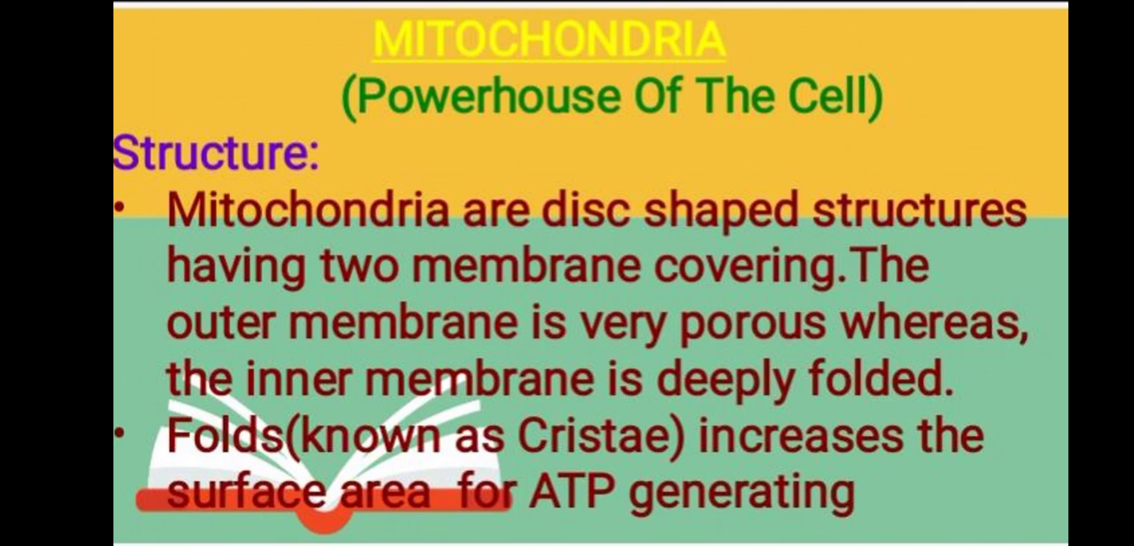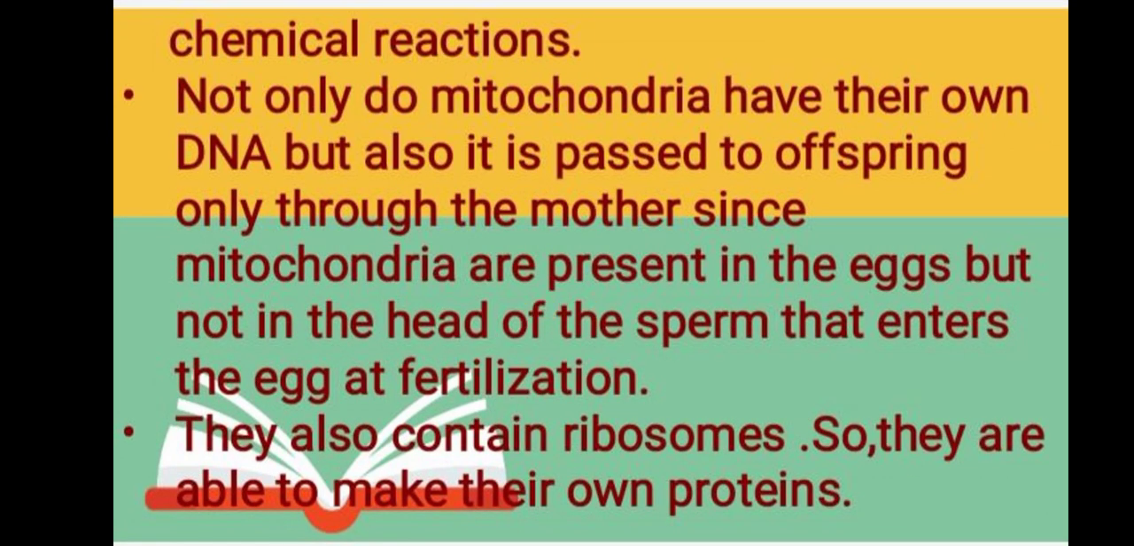Let's see the structure. Mitochondria are disc-shaped structures having a two-membrane covering. The outer membrane is very porous, whereas the inner membrane is deeply folded. Folds, which are known as cristae, increase the surface area for ATP generating chemical reactions. Not only do mitochondria have their own DNA, but it is also passed to offspring only through the mother, since mitochondria are present in the eggs but not in the head of the sperm that enters the egg during the fertilization process.